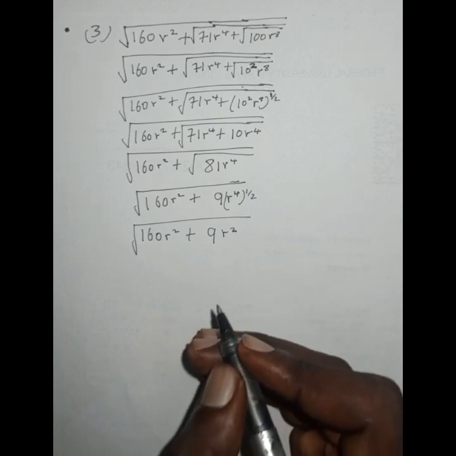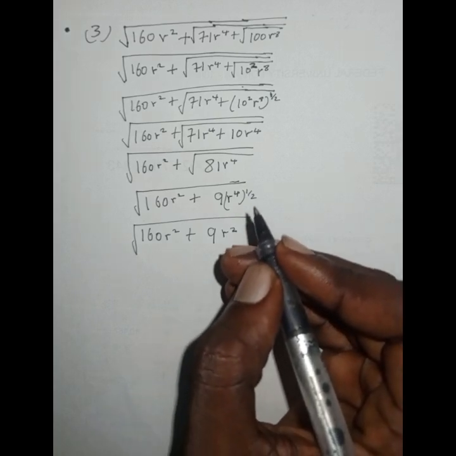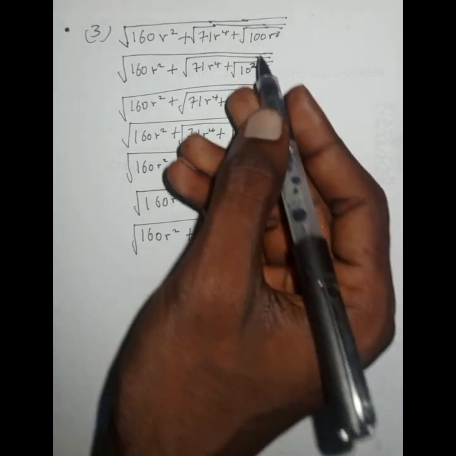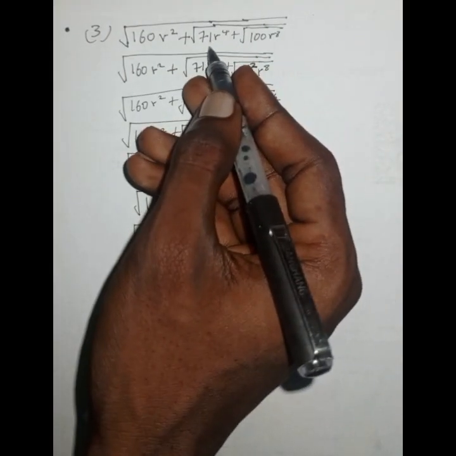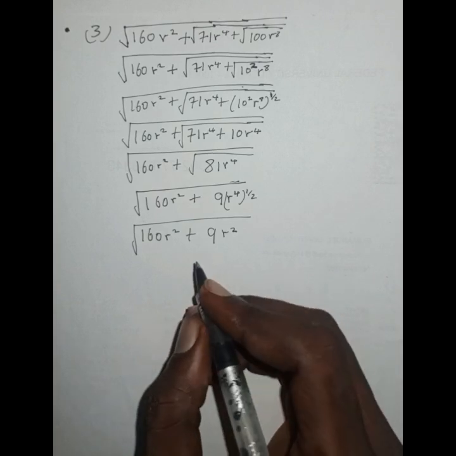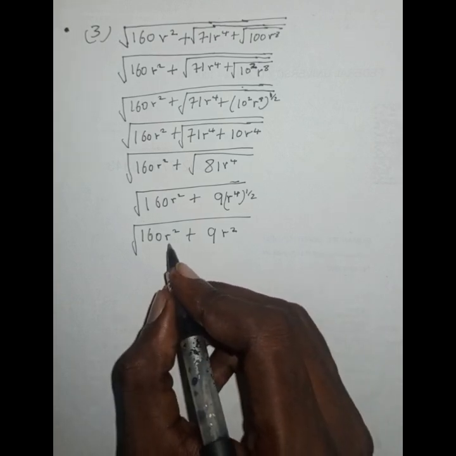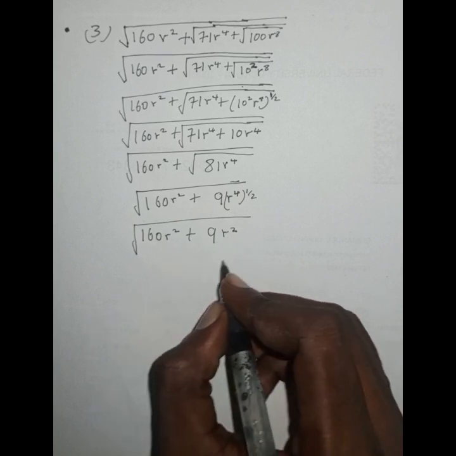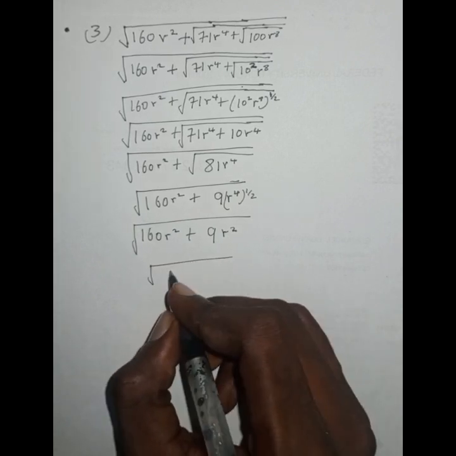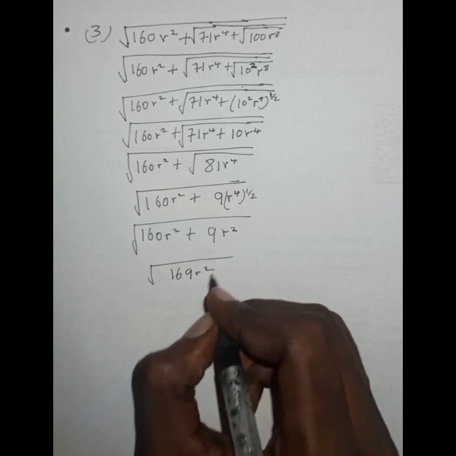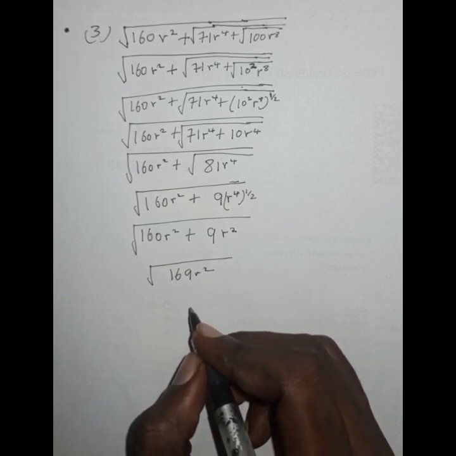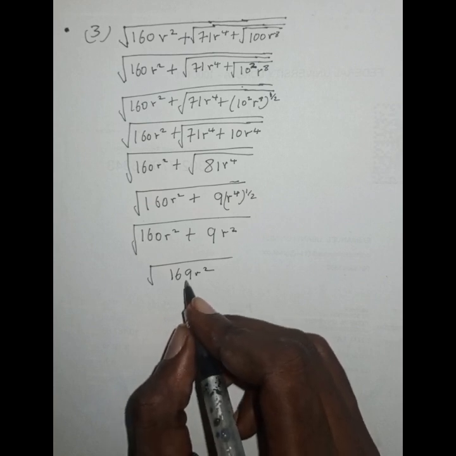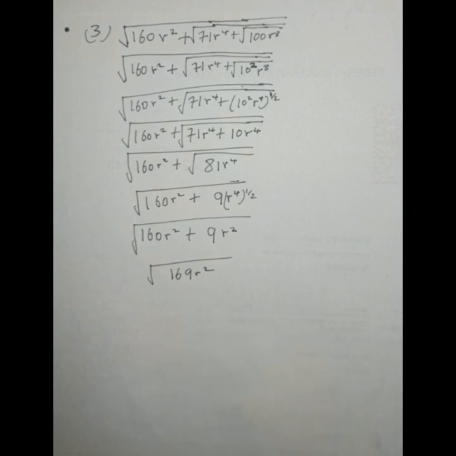Now you see, we are gradually dismantling the roots. We started from this right hand side and we moved to this part, and now we are left with just one root. So we can add this together. Since the coefficients are the same, we have r raised to the power of 2 here, r raised to the power of 2 here, so we can add them together to have 169 r squared. So having 169 r squared, I can take the square root of 169 r squared.